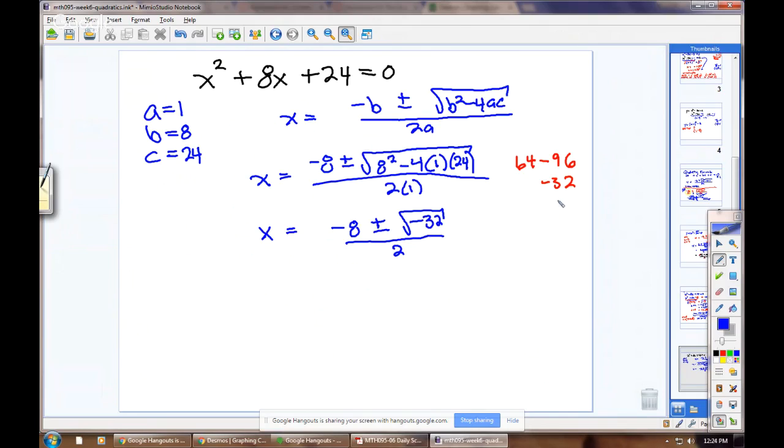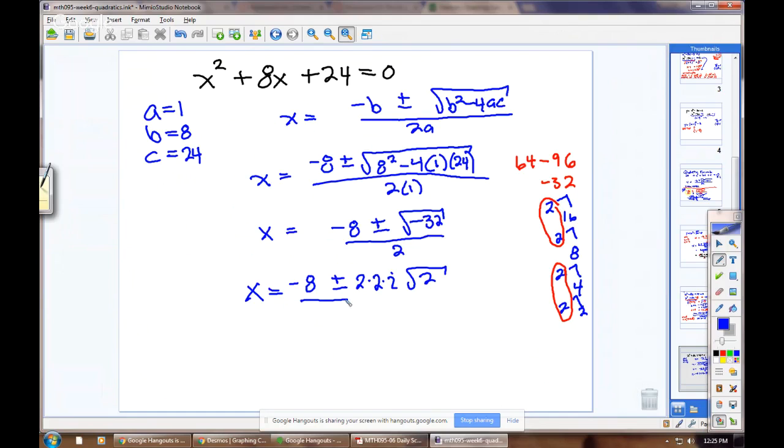So let's see, 32 needs to be factored. 2 goes into 32 16 times. 2 goes into 16 8. 2 goes into 8 4 times. 2 goes into 4 twice. And every pair of these comes out as a 2. So there's a 2 that pops out, another 2 that pops out. And then the negative pops out as an i. So where are we at? We've got x equals negative 8 plus or minus 2 times another 2 times an i, and then this 2 right here is still trapped inside. So be careful there.